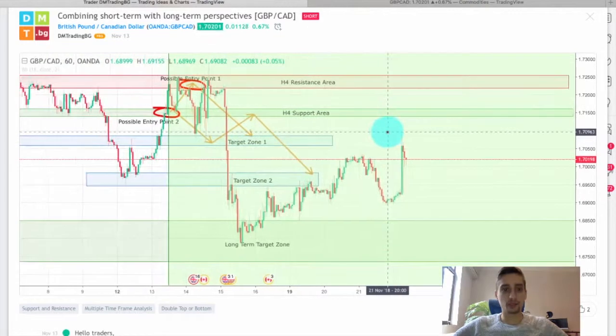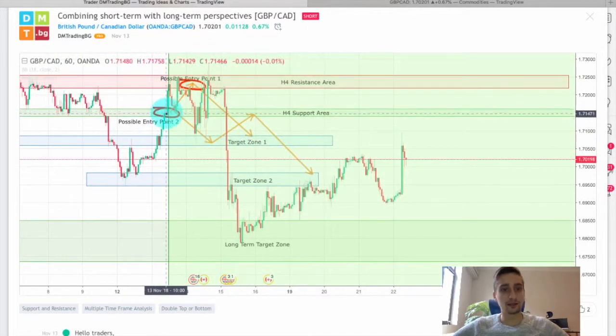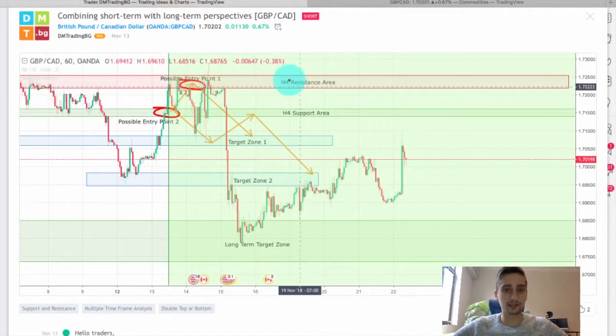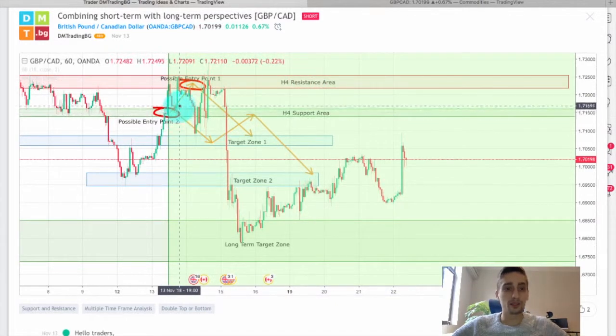You can see a perfect development of the plan. The price entered inside of this area, but it stopped right here on the H4 resistance area. Then we saw a small drop, a bounce from this support. Again, the price retraced back to this resistance, a bit stronger bounce from there, which dropped the price to our target zone 1.